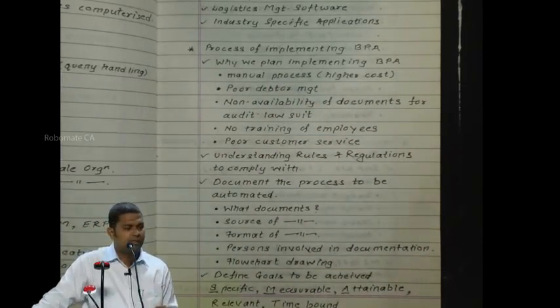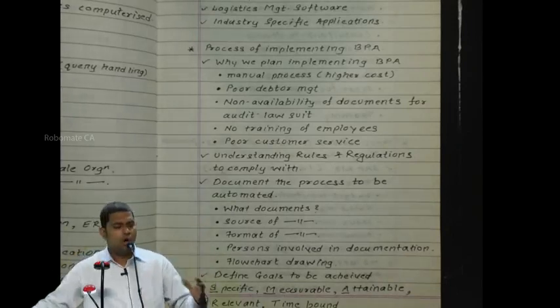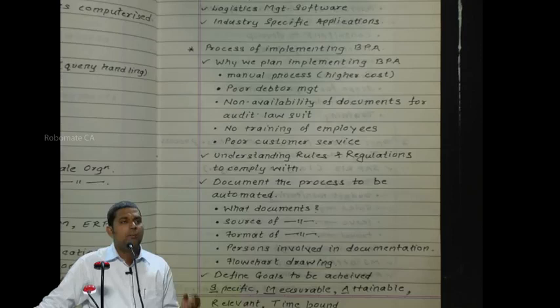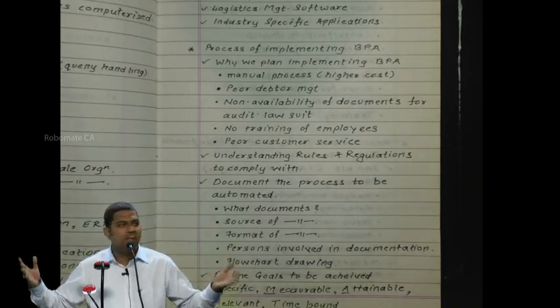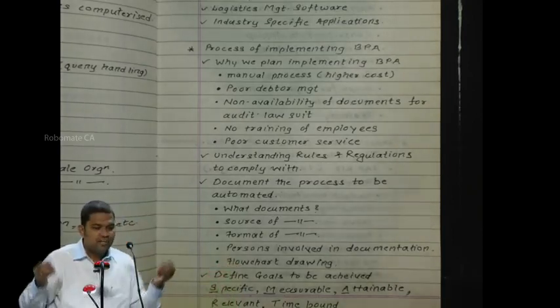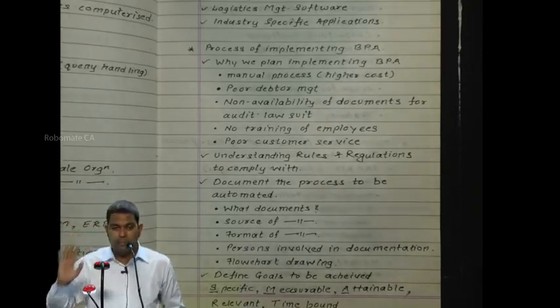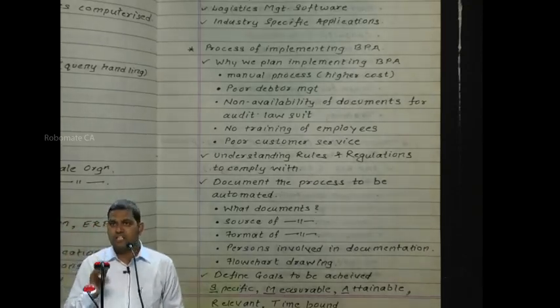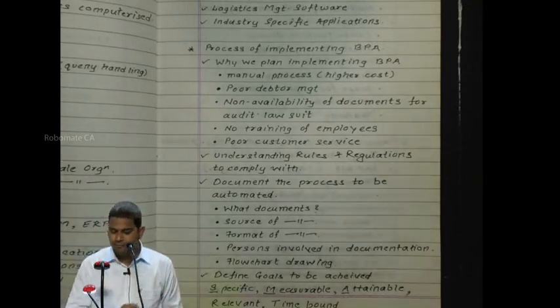Many a times what happens is the business process or the transactions become so high in quantity that people are not able to do it. So we require more people. And more people means I have to pay them very heavily. I am paying extra salary. My money is going out. So is the manual process becoming very costly? If yes, then I have a purpose of going for BPA.